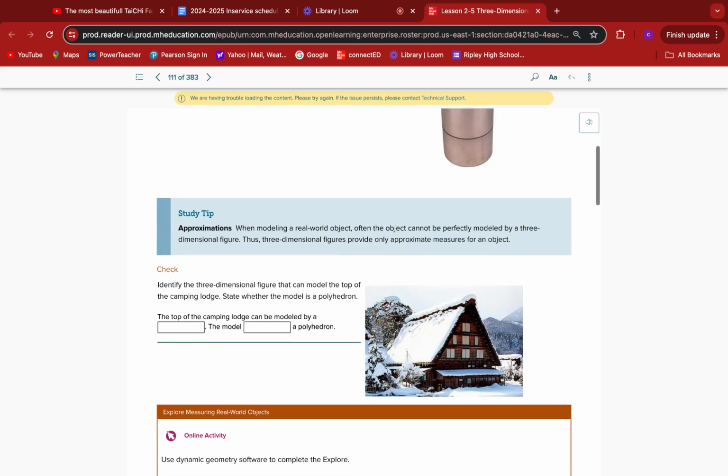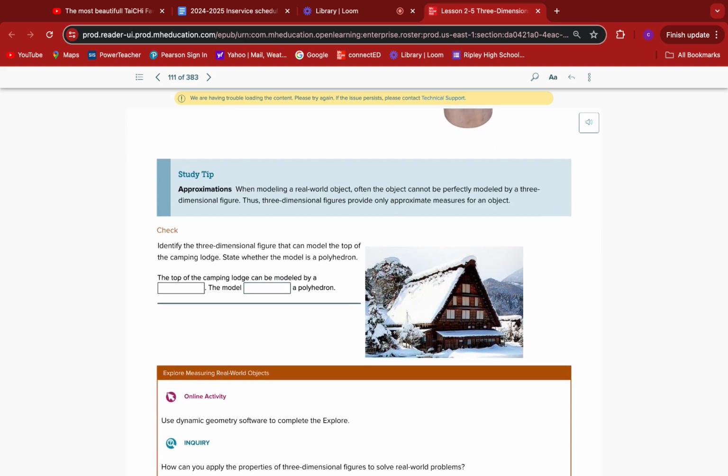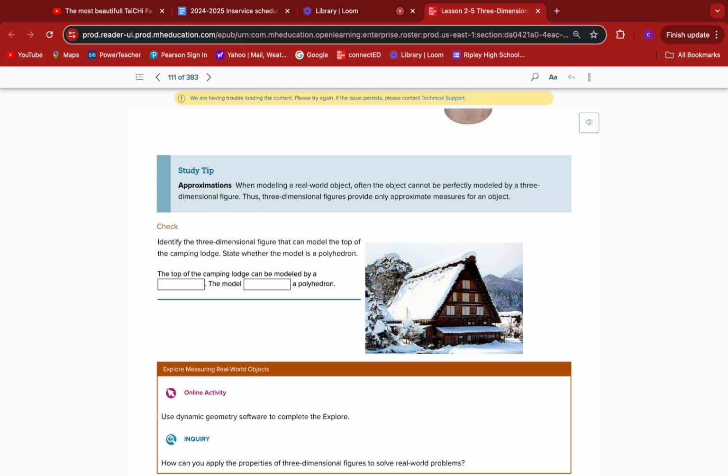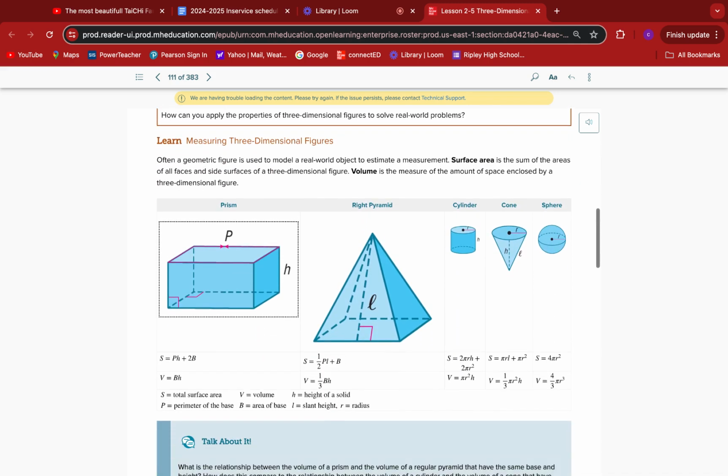Okay. All right. Going on to the check below this. Identify the three-dimensional figure that can model the top of the camping lodge. State whether the model is a polyhedron. Well, it definitely is. I don't see any curved surfaces like a circle. In fact, I see this triangle right here, which leads me to believe there is a triangle in the rear of the lodge. So this is a triangular prism. And it is a polyhedron.